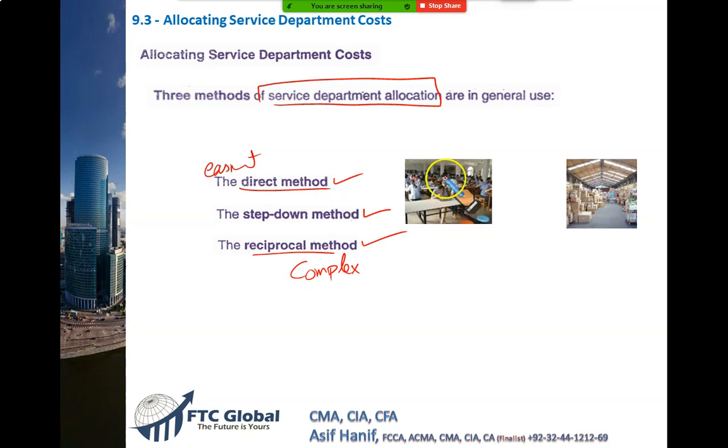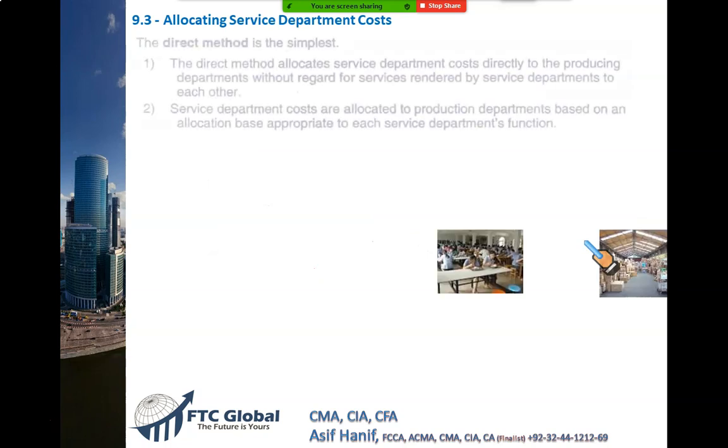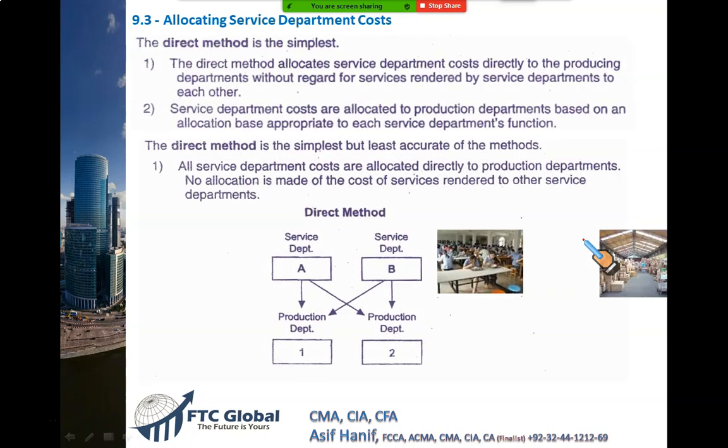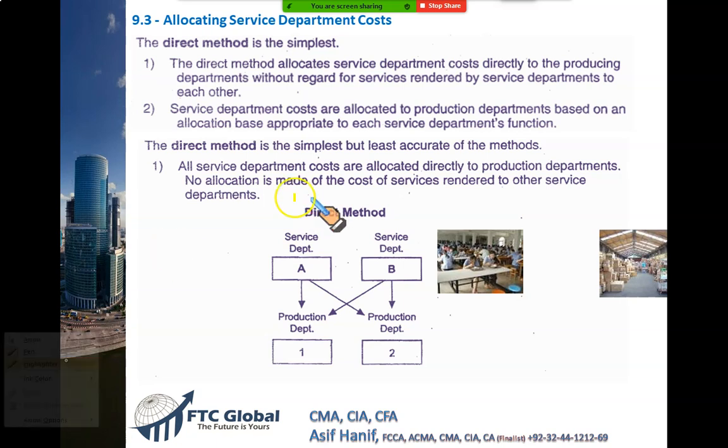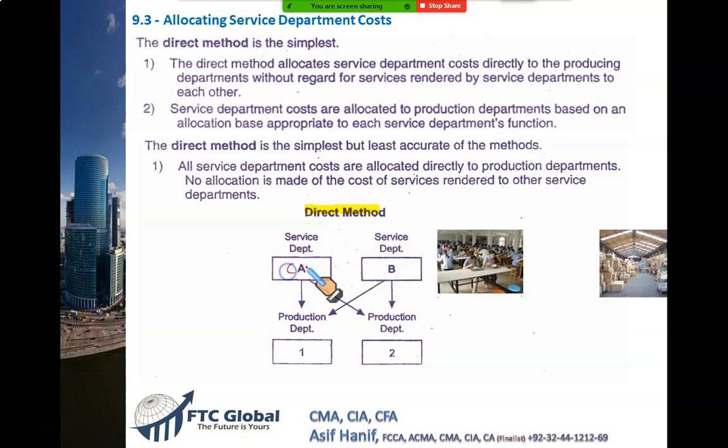Let's take, we have 2 service departments. Look at, this is canteen and this is stores. These are our 2 service departments and we have to shift their cost to our production department. So let us first do the direct method and then I will explain. Under the direct method, which is a very easy method, this is your canteen, and this is your stores.